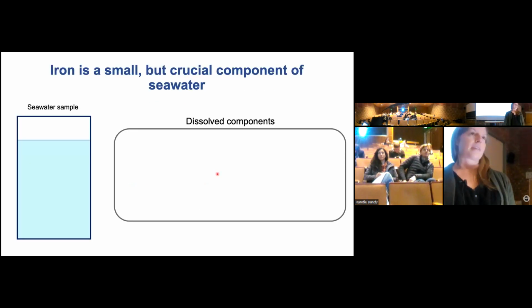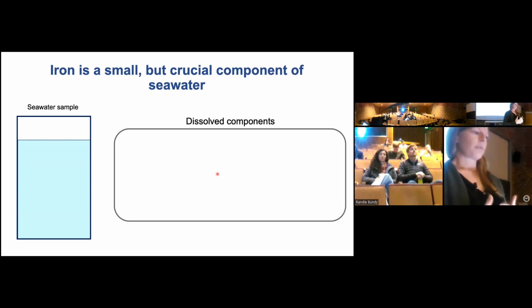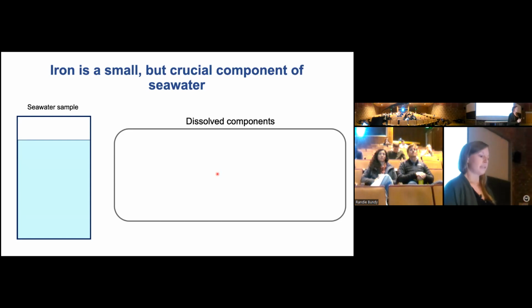And since I know we're quite a varied audience and not all of you think about the ocean on a daily basis like we do, I wanted to talk to you a little bit about what iron looks like in seawater. So iron in the ocean is this very kind of trace constituent, but it's very important in seawater.